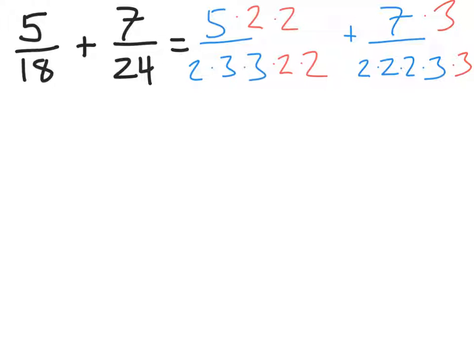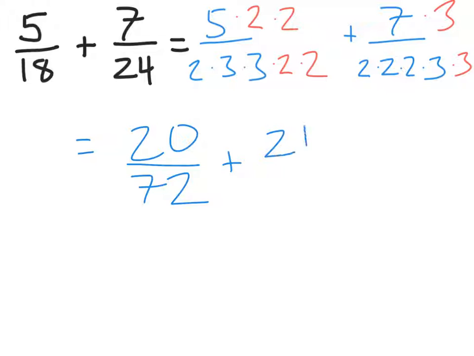Alright, so now you just put everything back together, because we actually have a common denominator. It is, let's see, 8 times 9, it's 72. Right? 2 times 2 times 2 times 3 times 3. Same thing down here. So let's put it all back together. On the top, 5 times 2 is 10, 10 times 2 is 20 over 72. And the second one, 7 times 3 is 21 over 72. And when we add these, now that we have a common denominator, it's super easy. 20 plus 21 is 41 all over 72.